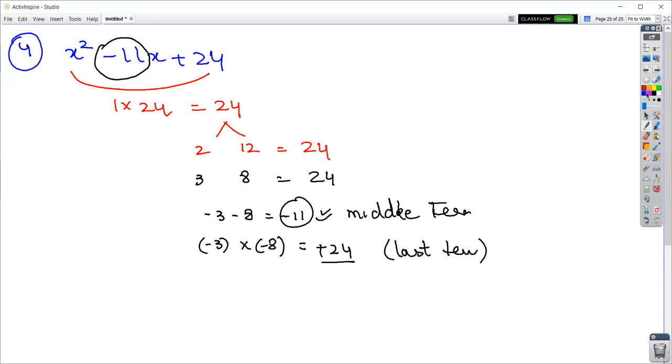I'm going to write this down in the two brackets form now. So the first two terms would be x and x in here. The other two, which I've picked, are minus 3 and minus 8.